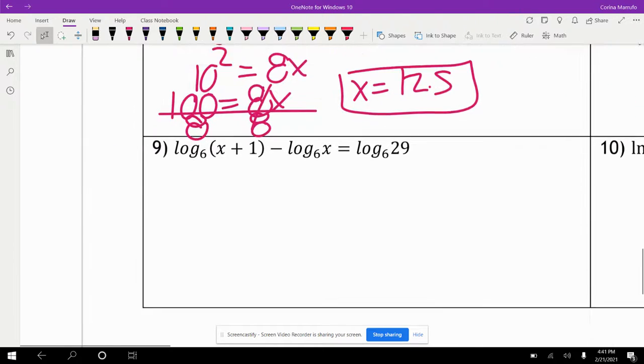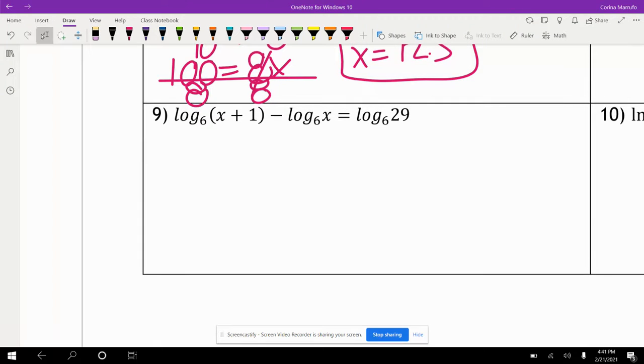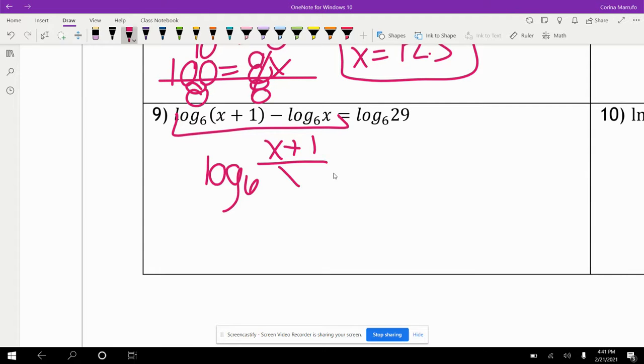Our next one, here we have log base 6 of x plus 1 minus log base 6 of x equals log base 6 of 29. So on this side, I'm going to have to condense it into one log. Okay, so we have log base 6 of x plus 1 is going to go on the top, and the denominator is going to go this x here. And the reason that we have division is because of this minus sign here. Equals log base 6 of 29.